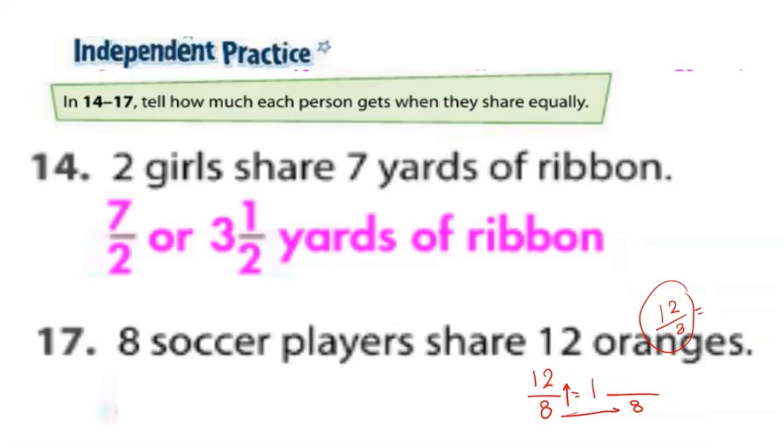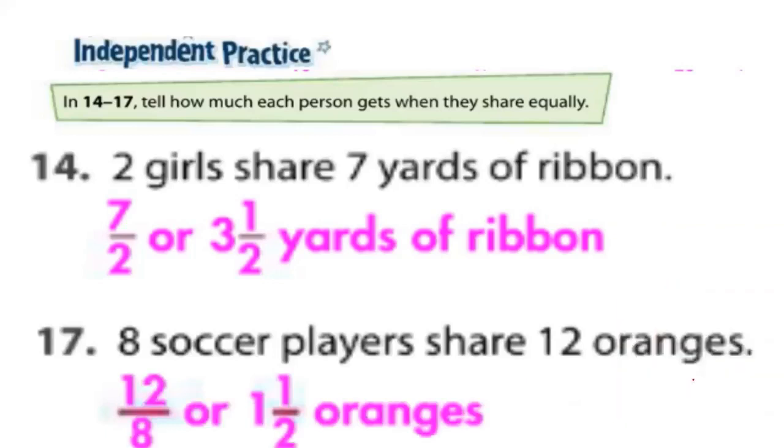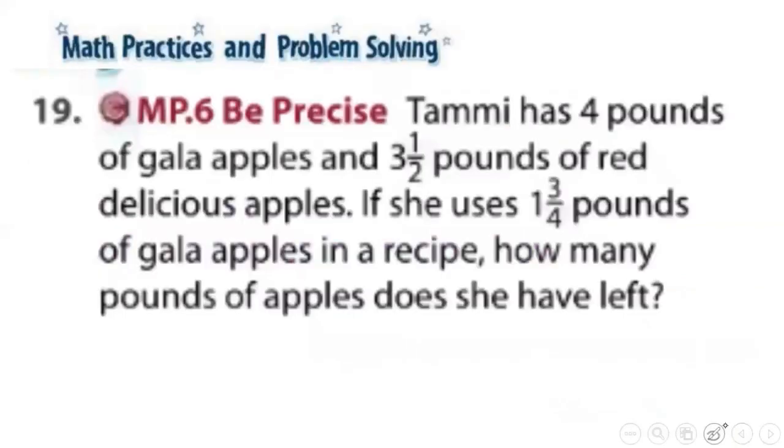12 minus 8 equals 4. A relation between 4 and 8: common factor up and down equals 4. Simplest form needs to be done. Here is 1 as it is. 4 divided by 4 equals 1. 8 divided by 4 equals 2. The share of each one will be 1.5 oranges. Copy the answer, everybody, and move to the next part in our session today. It will be math problem solving, number 19.